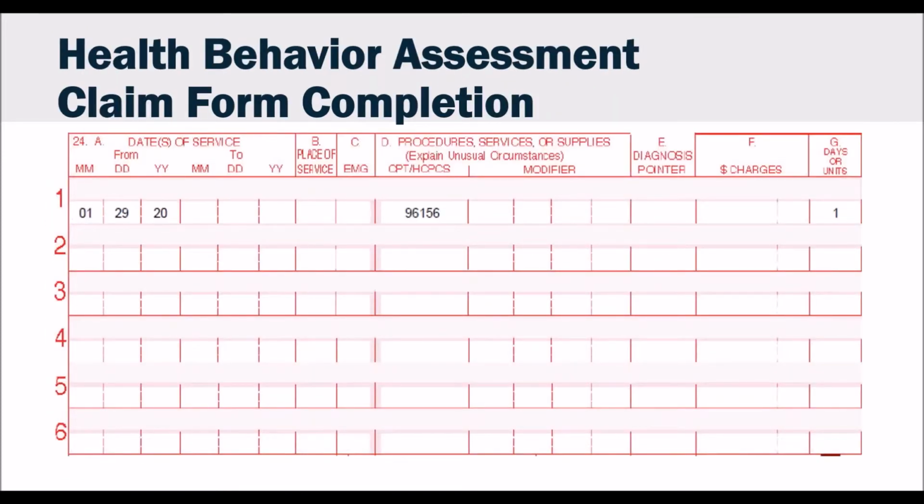So here we have an example of a claim form that's been completed for the assessment service. And as you can see, we've only reported one unit of CPT code 96156, and that is because this service is now an untimed service and is reported very similar to the way that CPT code 90791 is reported for psychiatric diagnostic evaluation.